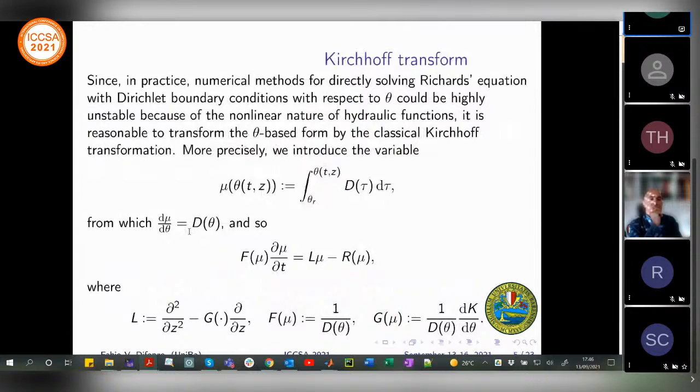Okay, so what we do first. Now, since we are not very happy with the nonlinear functions, D, the diffusivity, and K, the conductivity, we resort to a very classical tool when dealing with parabolic equations. It's called the Kirchhoff transform.